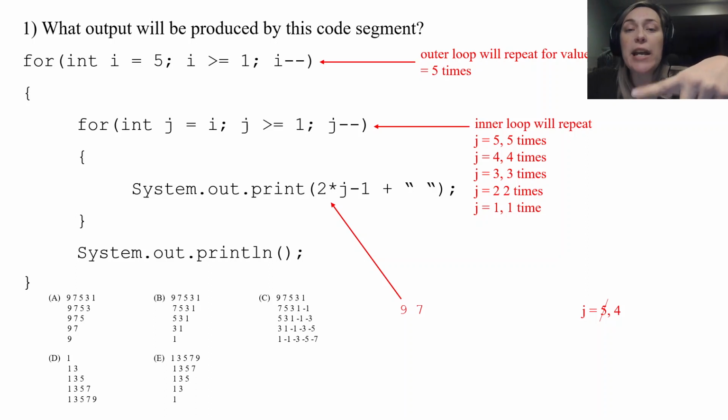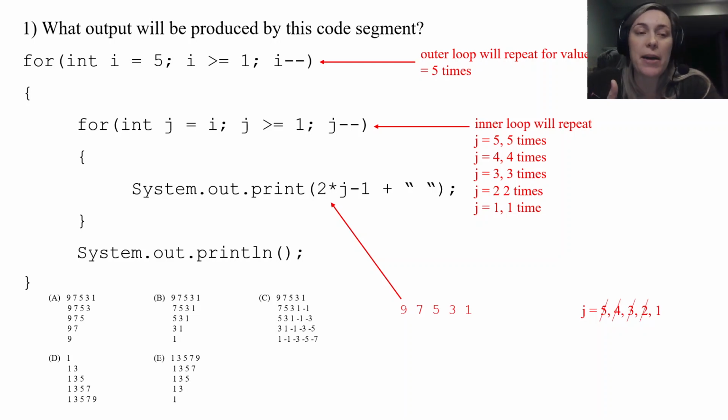So when j is 4, 2 times 4 is 8, 8 minus 1 is 7. Then I get 5, 3, and 1, because I already kind of figured that. My only choices left are A and B.